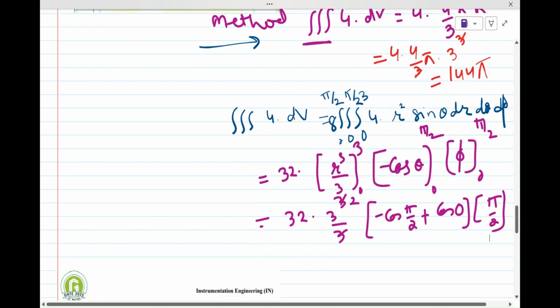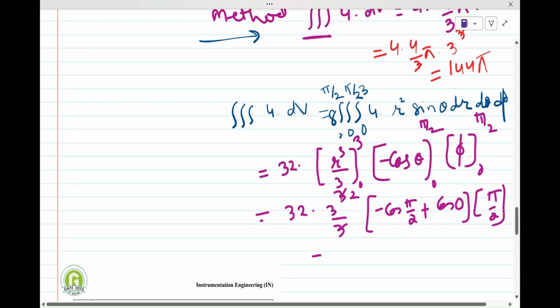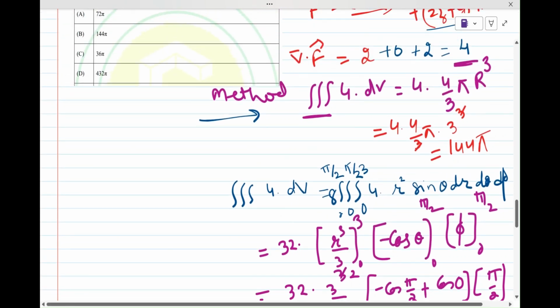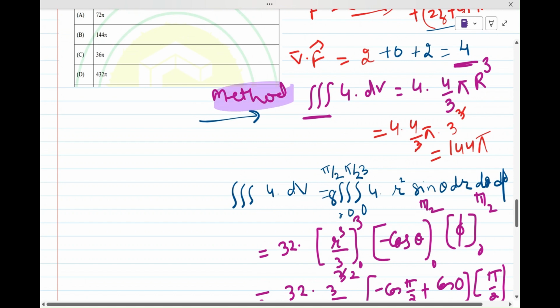So the answer is 32 into 9 into, cos pi by 2 is 0, cos 0 is 1, into pi by 2. So we can cancel it. It will be 16 9s are 144 pi. So it gives you a little lengthy procedure. So you can apply method 1. If you feel easy with the second method, you can apply the second method.